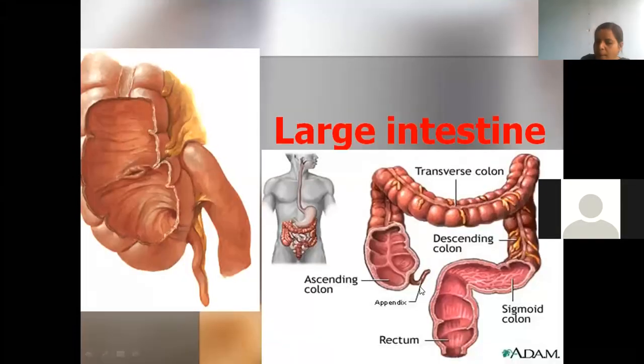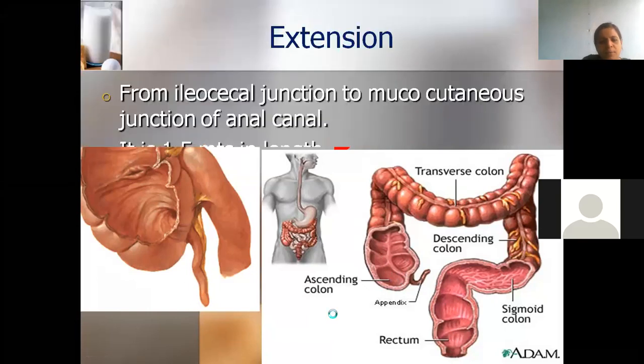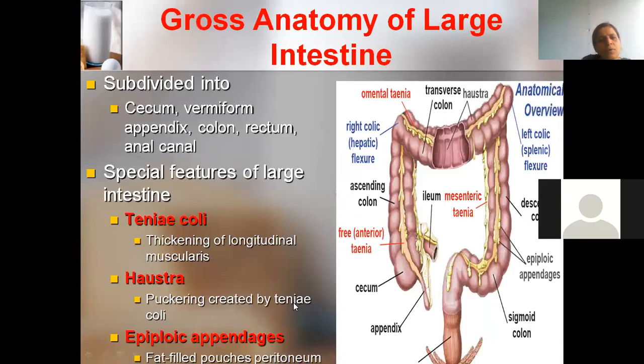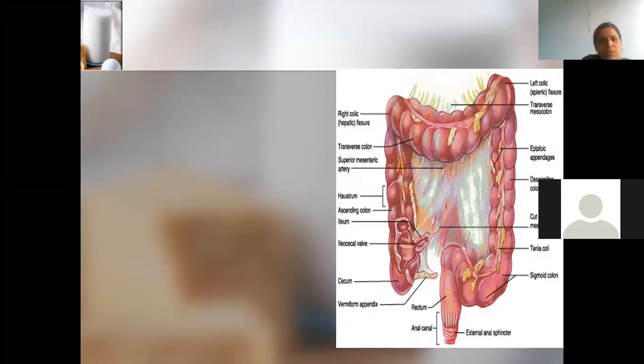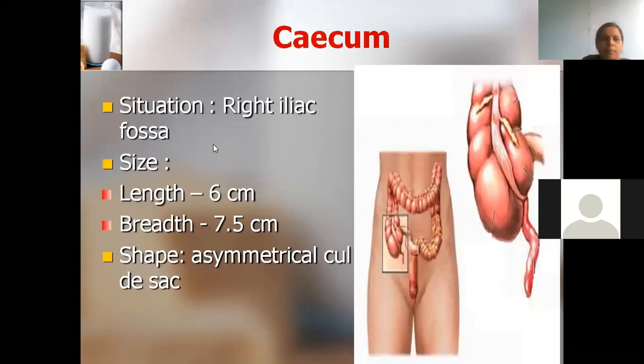So this is appendix. See, you are finding this is the large intestine where we have ascending colon, transverse colon, descending colon, sigmoid colon, rectum, anal canal. So in the ascending colon, the first part what we have is cecum. From the cecum, whatever area we have, that is appendix. Okay. So now let me take you to, this is all about large intestine, cecum.